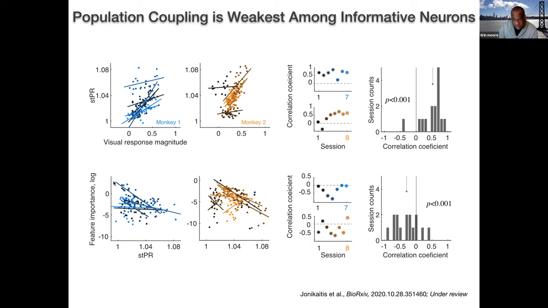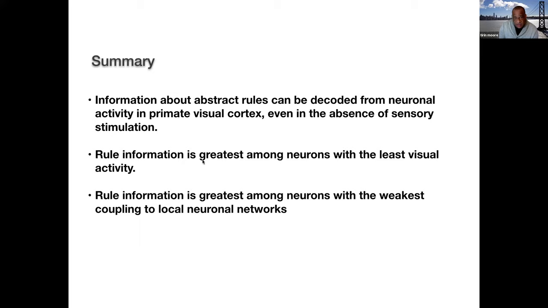All right, so let me summarize that set of results. We found that information about abstract rules can be decoded from neural activity within visual cortex, even in the absence of sensory stimulation. So even when there's no background stimulus, no relevant or irrelevant stimulation, in that pre-cue period, we could decode which rule was enforced.